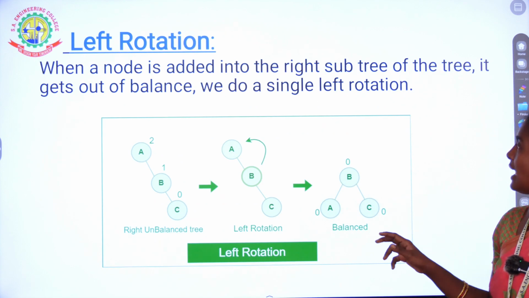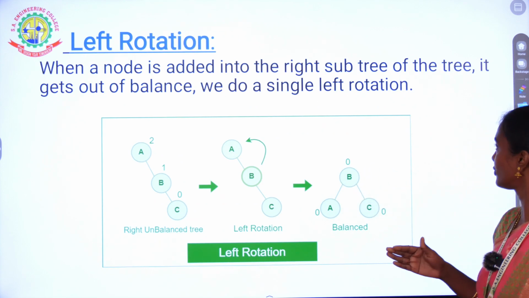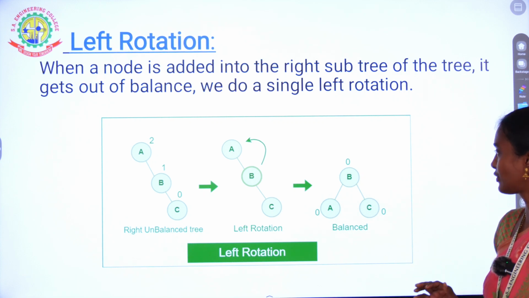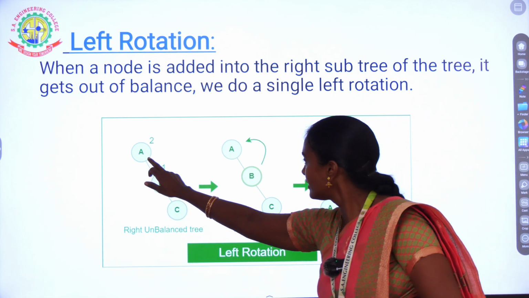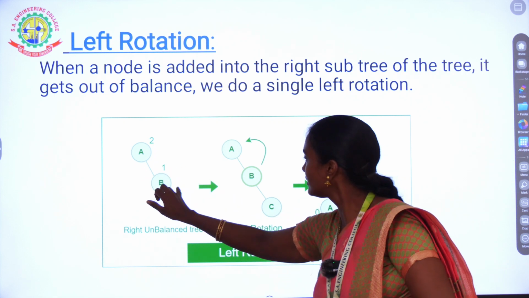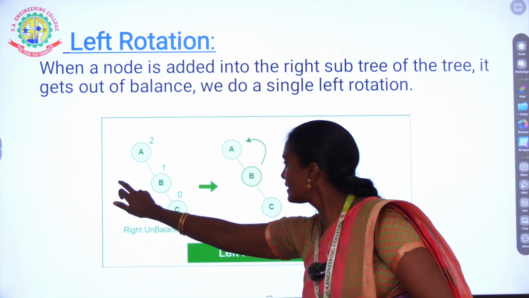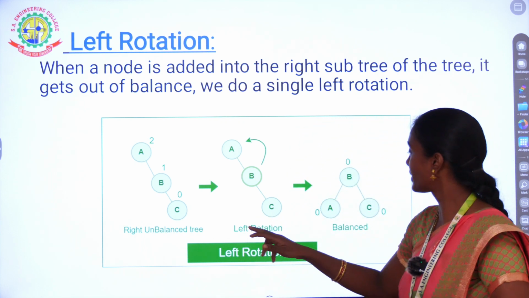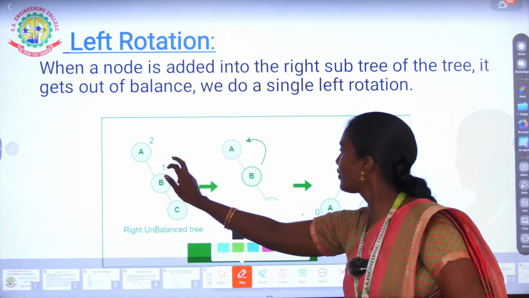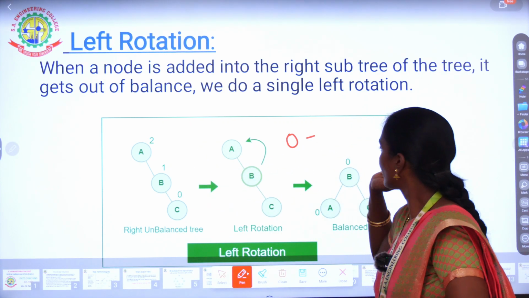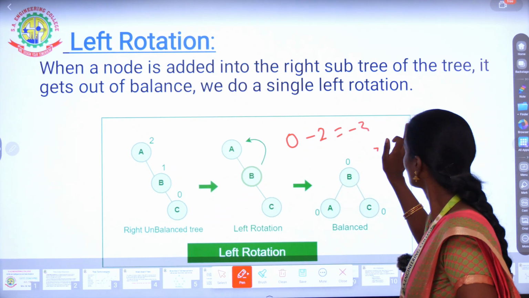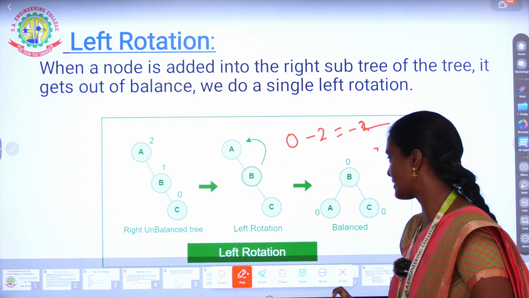First one, left rotation. When a node is added into the right subtree of the tree, it gets out of balance. We have to do a single left rotation. Here we see the right subtree of the root node. The height of the tree is 0, 1, 2. The height of the left subtree is 0. If we find the balancing factor for this tree, the height of the left subtree is 0 minus the height of the right subtree, which is 2. The value of the balancing factor is minus 2, so it is not satisfying the condition of the balancing factor.